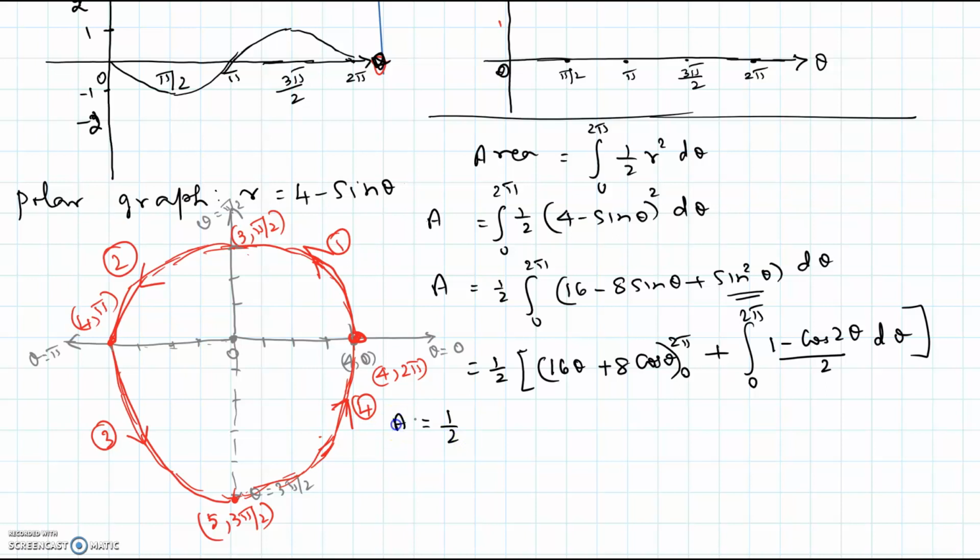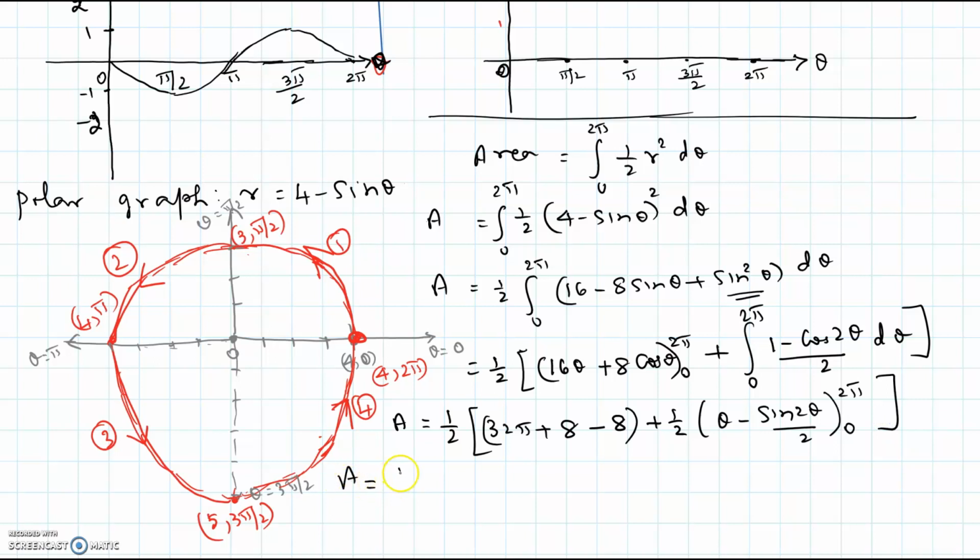So it is half, and if we plug in here, it is 16 times 2 pi, so 32 pi, then 8 times cosine of 2 pi, that is 8 times 1. Then we have negative 16 times 0, 8 times cosine 0. Cosine 0 is 1, but it is at the lower limit, so we will have minus 8. And now for this part, we are going to pull out 1 half, then integrate this part, which is theta minus sine 2 theta over 2 between the limits 0 and 2 pi.